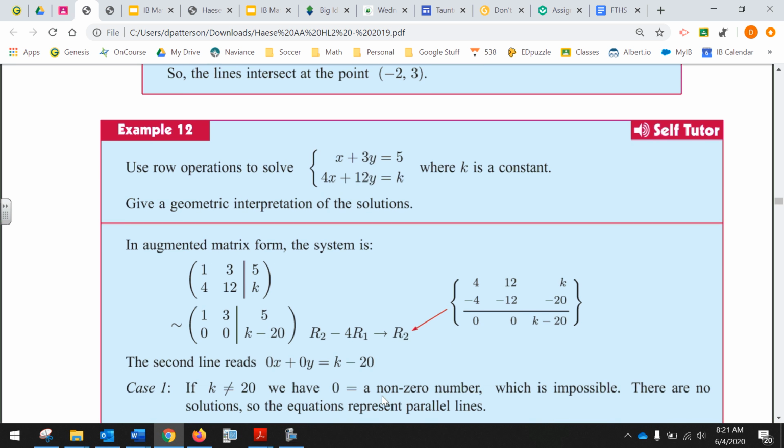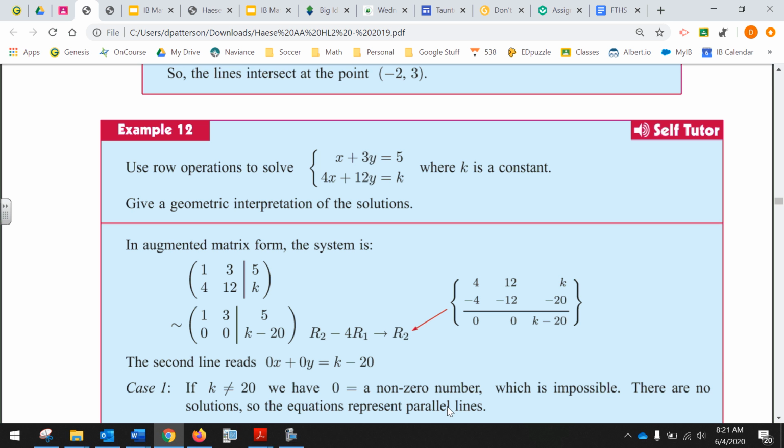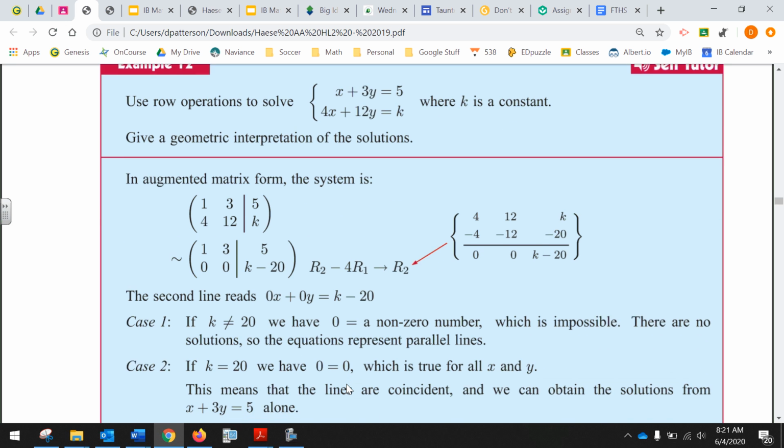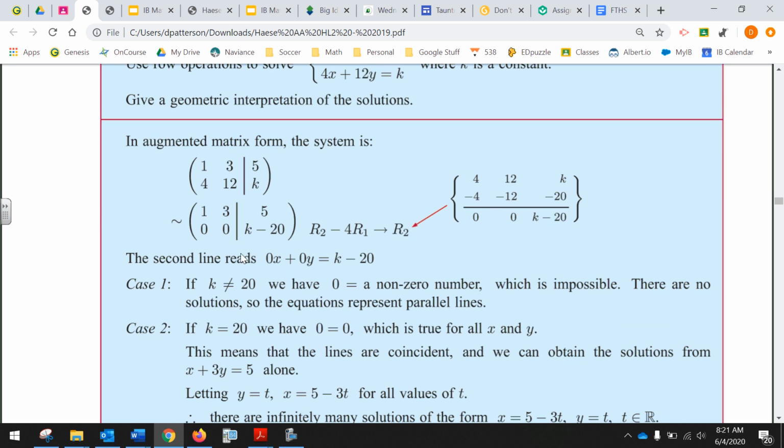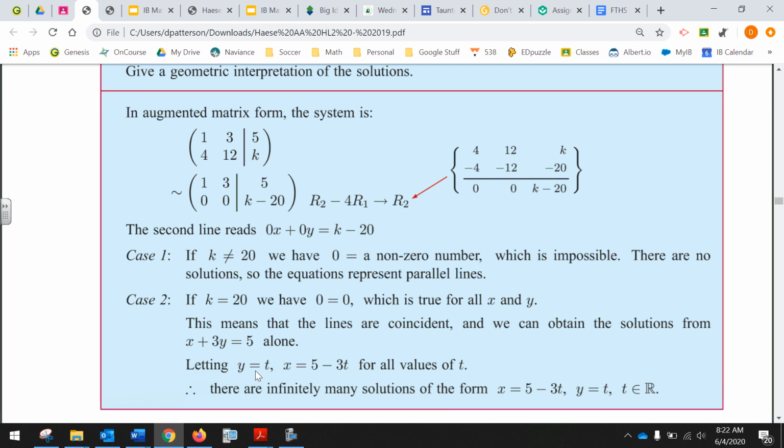All right. Well, we have a couple scenarios here. If k doesn't equal 20, so if k is 5 or if k is 1, whatever, then what that means is that we have an inconsistent system here because this is going to have no solutions. And if that's the case, then I'm going to have parallel lines because they have no solutions. But if k does equal 20, we end up with 0 equals 0. 0 equals 0 obviously is a true statement, and therefore we would have coincident lines. And therefore we could write our solutions using our parametric equations here.